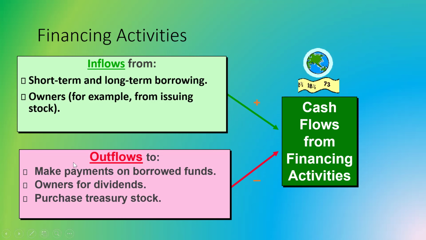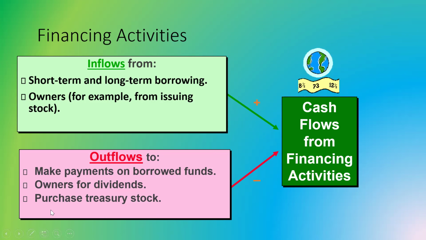In contrast, we have outflows from financing activities. Number one, payments on borrowed funds. This includes cash used to repay the principal amount on loans or other debts. This includes only the principal amount. Payments on interest might be classified as operating activities. So only the principal amounts come under financing activities. The other one is owners' dividends. Cash paid to stockholders or shareholders as dividends is also considered financing activities, and this represents outflows.